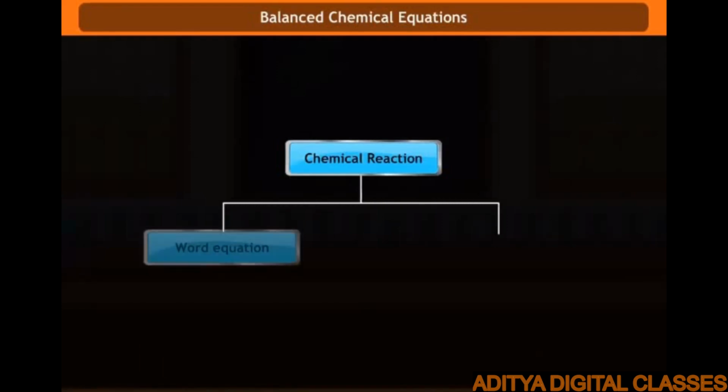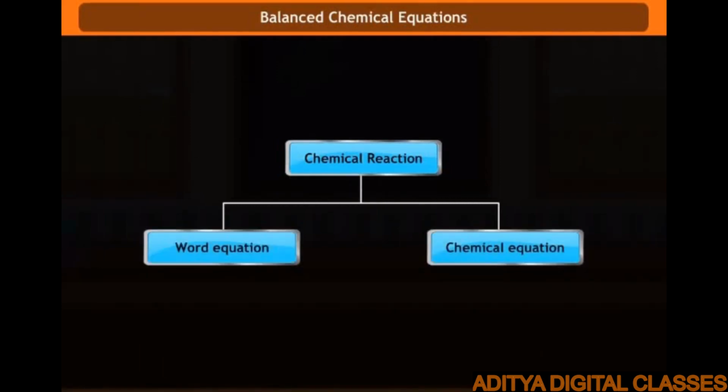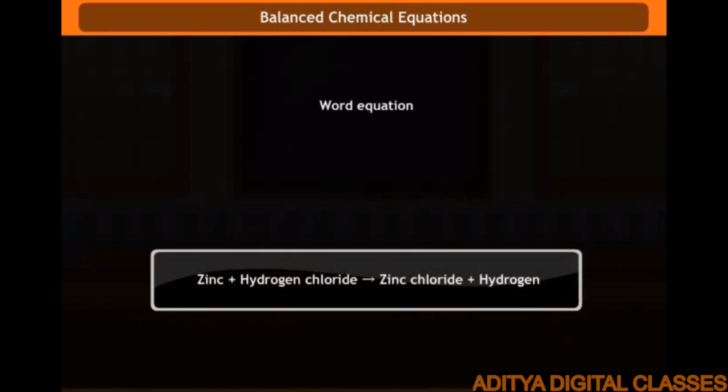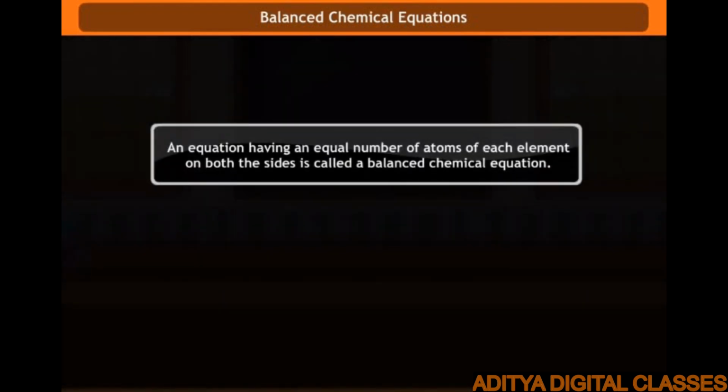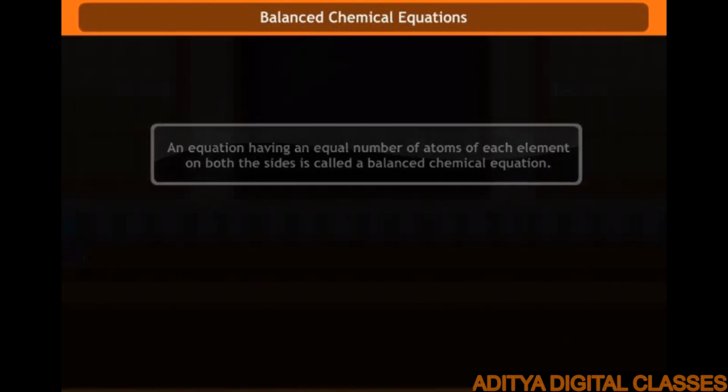Balanced chemical equations can be written in different ways, such as word equations and chemical equations. In a word equation, zinc plus hydrogen chloride gives zinc chloride plus hydrogen. In a chemical equation, Zn plus 2HCl gives ZnCl2 plus H2. An equation having an equal number of atoms of each element on both the sides is called a balanced chemical equation. Let us balance the chemical equation.